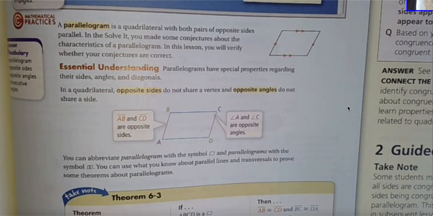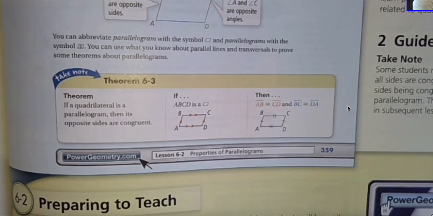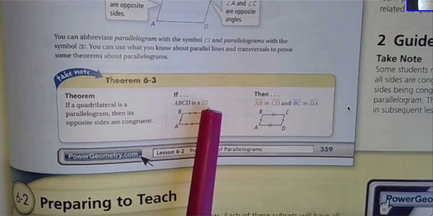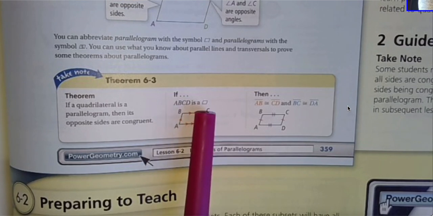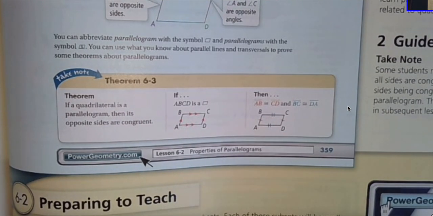Let's see. The first theorem that it tells us, basically it's telling you this is true, this is what you're going to use. If we have a parallelogram, and you see how they draw that little parallelogram symbol, ABCD is a parallelogram, then opposite sides are congruent. That's it. It's kind of like a rectangle. Does that make sense? Opposite sides are congruent. It's just that easy. That's our first rule. If you have a parallelogram, opposite sides are congruent. Okay?